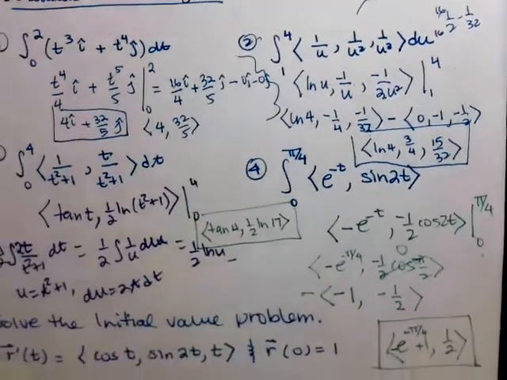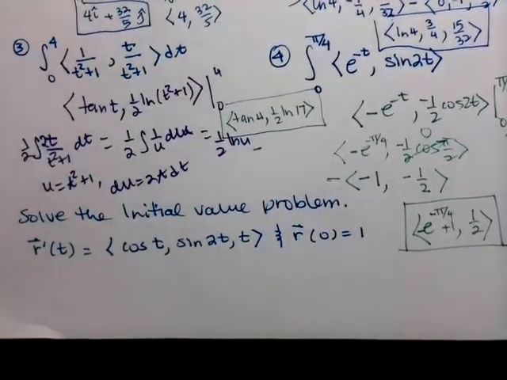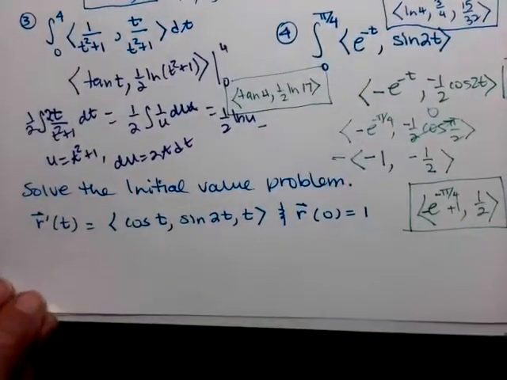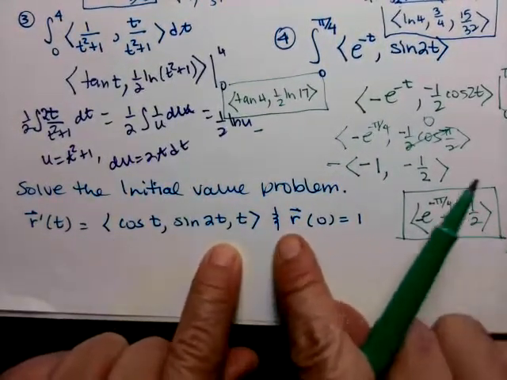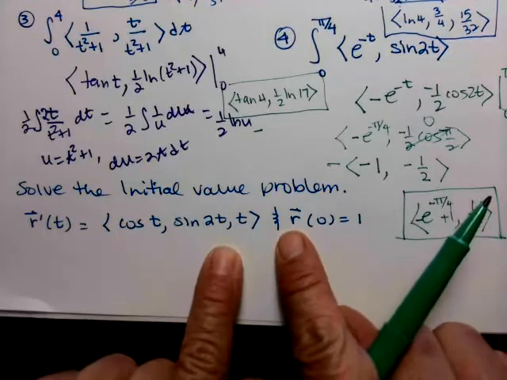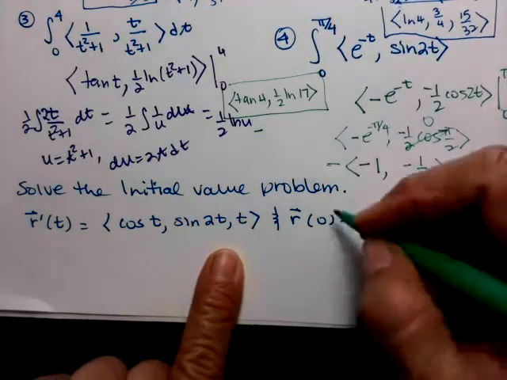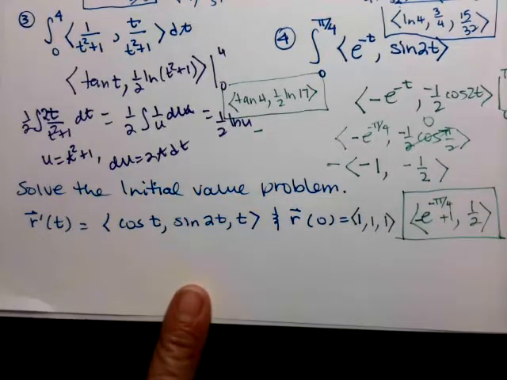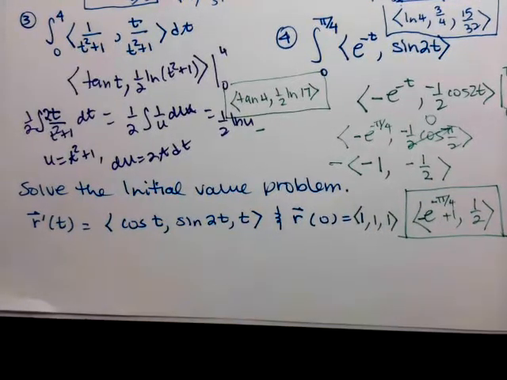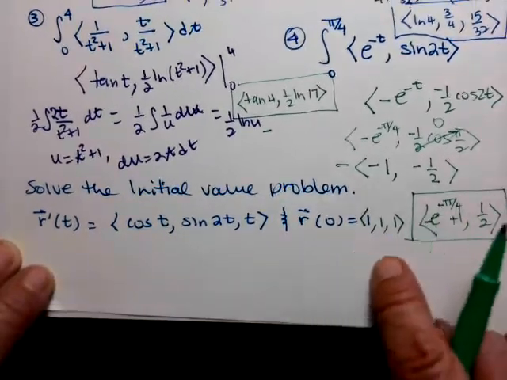Sorry about my messiness. Okay, last one. A little bit more light here. So this is an initial value problem. So I know the first derivative and I know an initial condition. I know that the original vector r at 0 is supposed to equal 1, 1, 1. Okay. So if I want to do that, this is going to help me find that vector c.